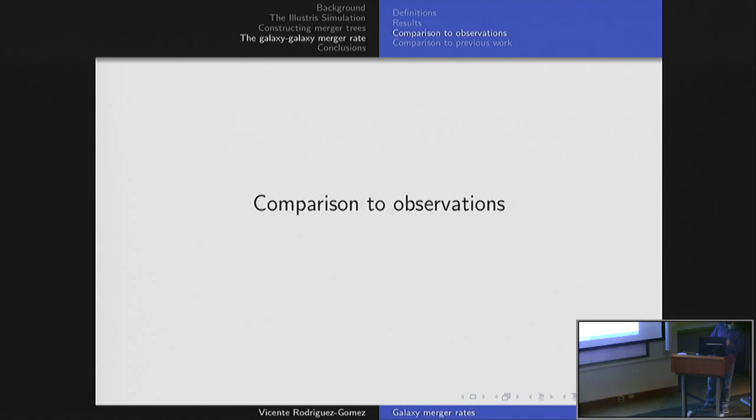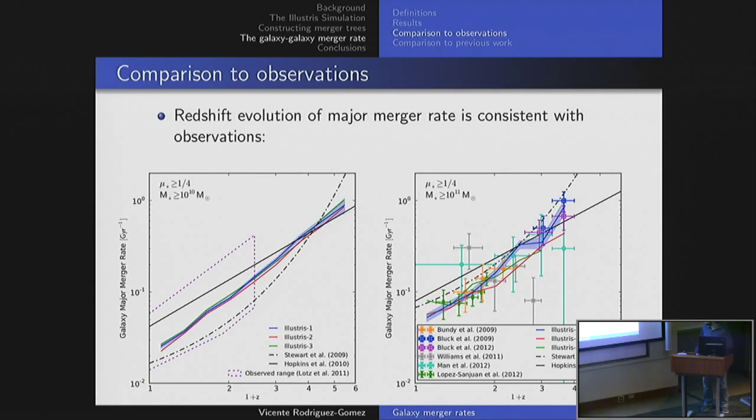But how does it compare to observations? Okay, I'm almost done. Here I'm showing the major merger rate, so mergers only 1 to 4 or larger, as a function of redshift. On the left, we have medium-sized galaxies. On the right, we have more massive galaxies. And the different colors are just different resolutions of Illustris. So here you see that the results are also well converged. On the left, we just compare to this observational constraint. There is agreement both in magnitude and slope.